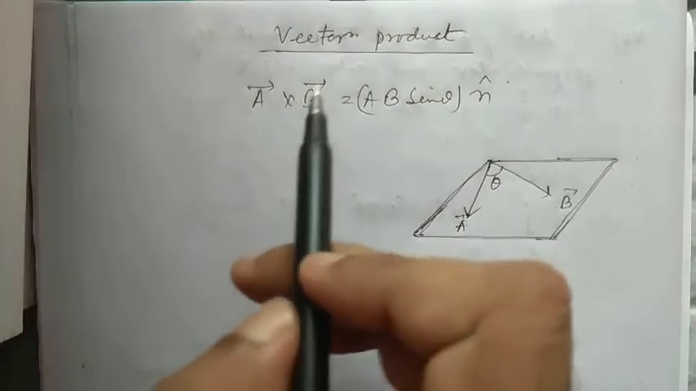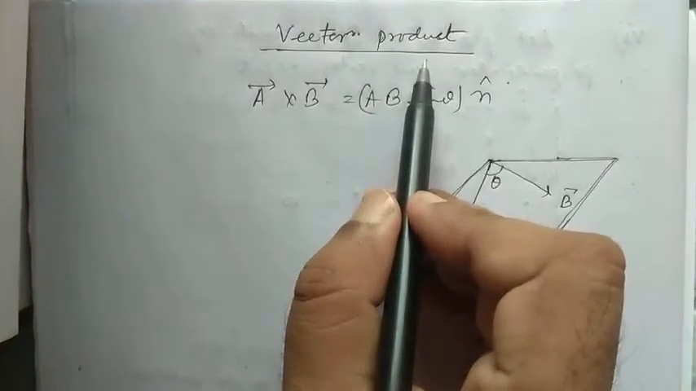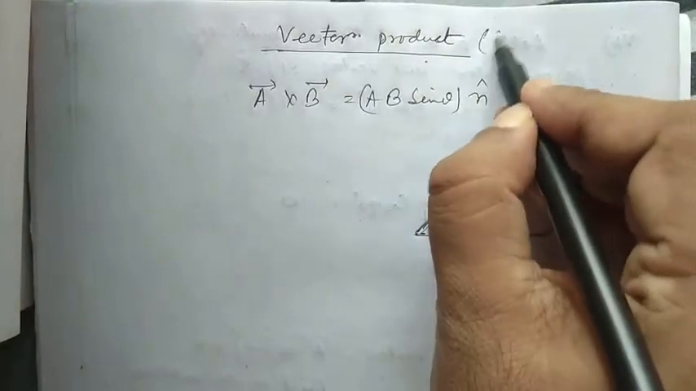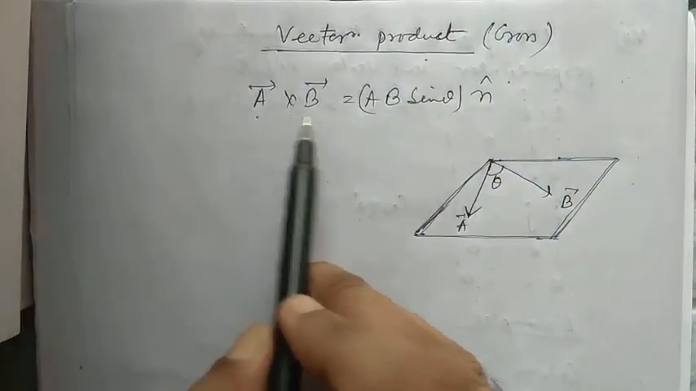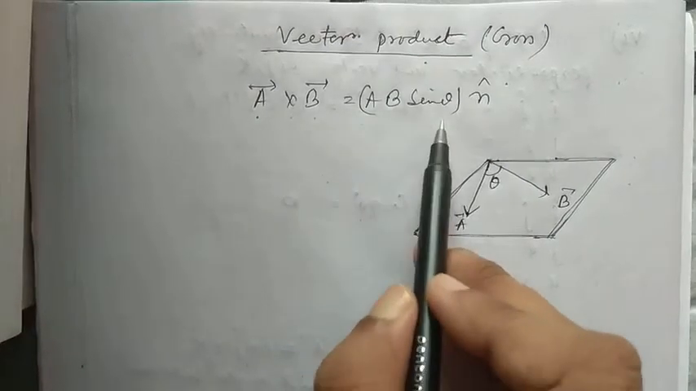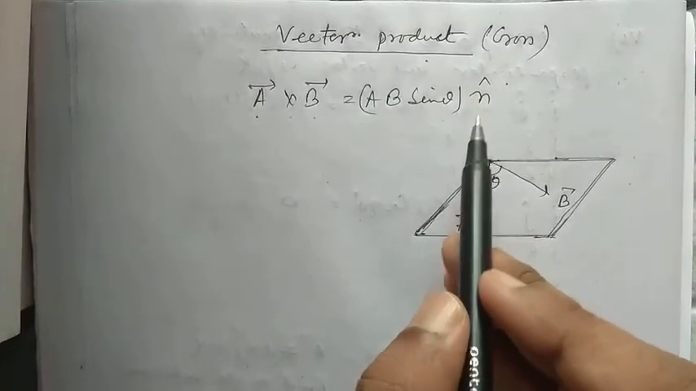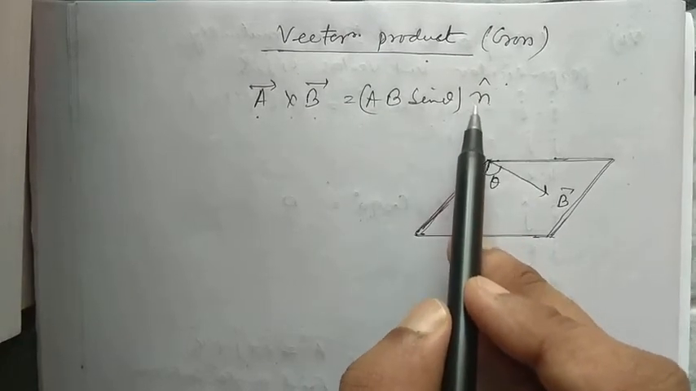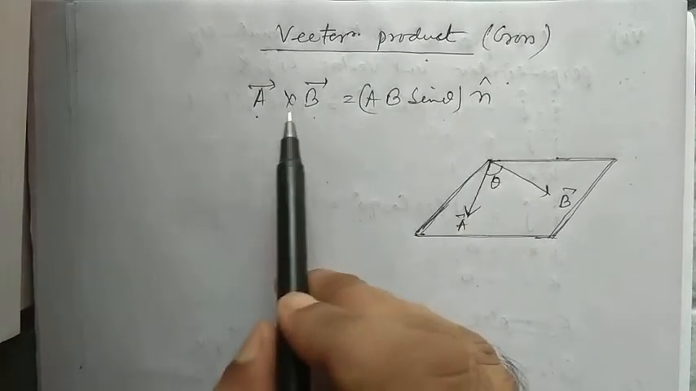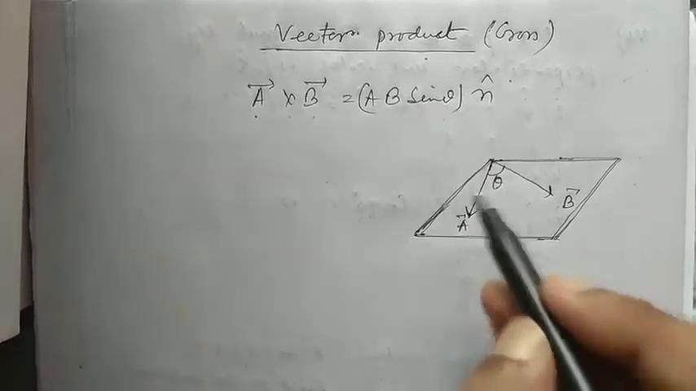Now in this video we are going to talk about the vector product or the cross product. Now A cross B gives AB sine theta into n cap. Now this n cap means the unit vector normal to the direction of A cross B. Now what is A cross B?